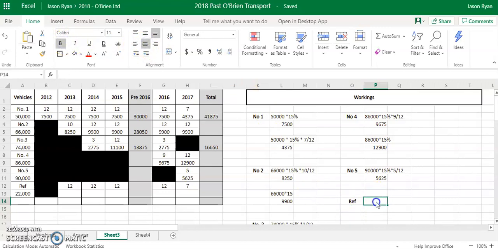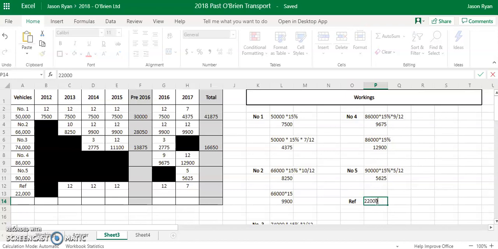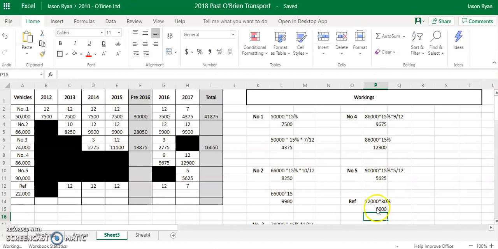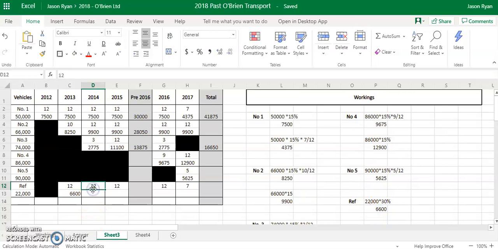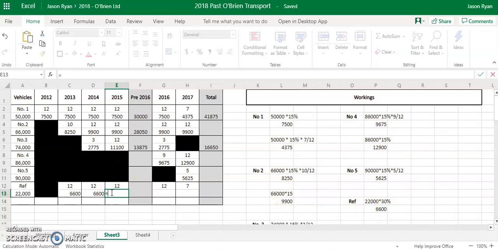So it's going to be 22,000. Multiply that by 30%. So for the first 2 years, it's going to be 6,600. For the next 2 years, it's going to be half of it. So it's going to be 6,600 divided by 2. So 3,300 for the next 2 years.